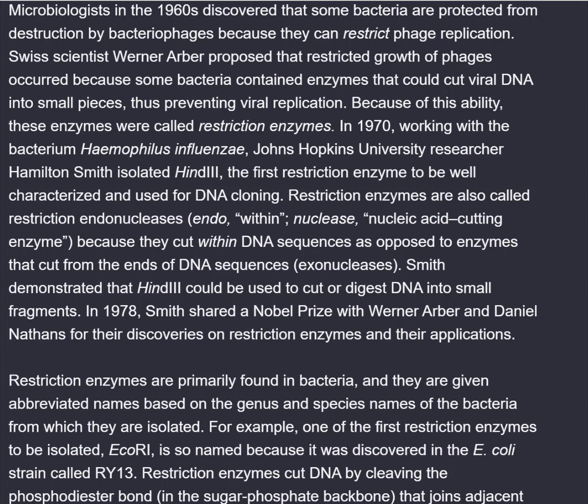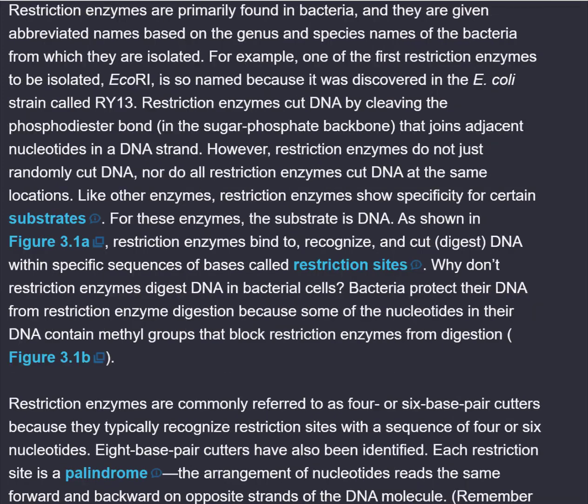In 1978, Smith shared a Nobel Prize with Werner Arber and Daniel Nathans for their discoveries on restriction enzymes and their applications. Restriction enzymes are primarily found in bacteria, and they are given abbreviated names based on the genus and species names of the bacteria from which they are isolated. For example, one of the first restriction enzymes to be isolated, EcoRI, is so named because it was discovered in the E. coli strain called RY13.